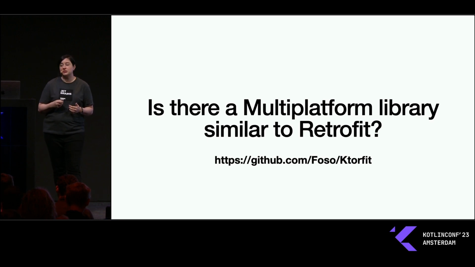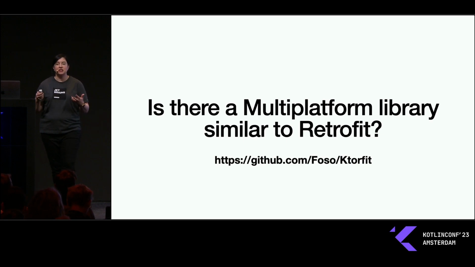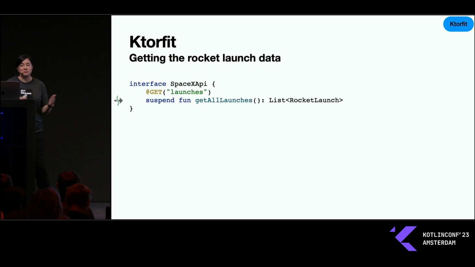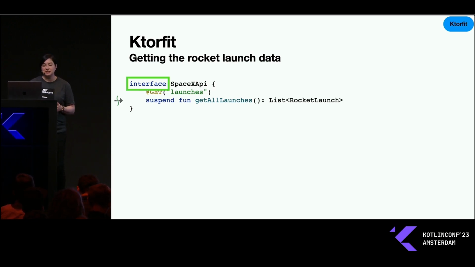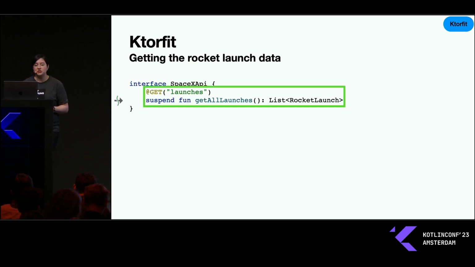Let's see how we can use this library to make our code much nicer and closer to what we are used to. So first, we need to update our SpaceX API class. It's now an interface. And we're going to have an annotated function declaration on it. Previously, we were using the HTTP get method, so we annotated with @get, and launches is the path.